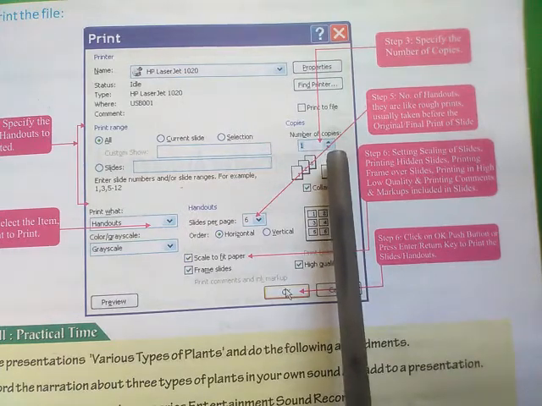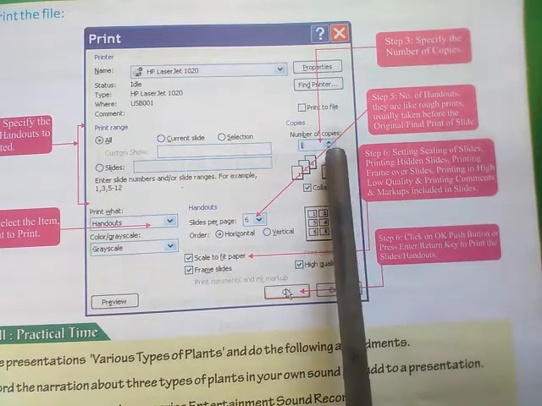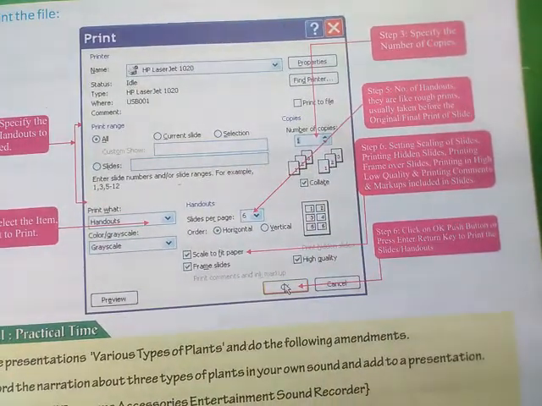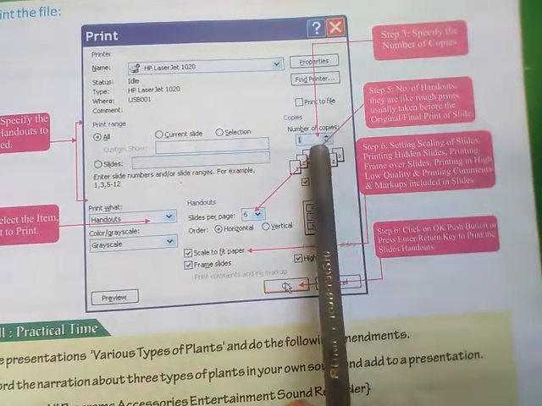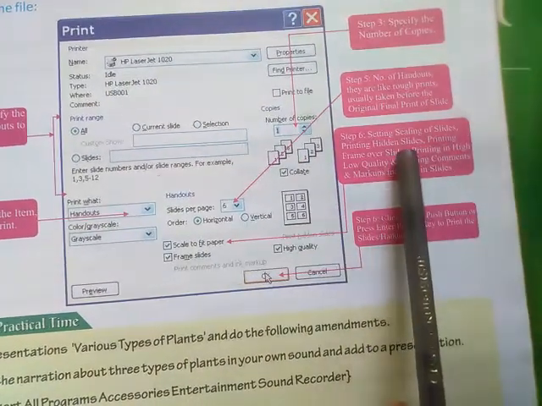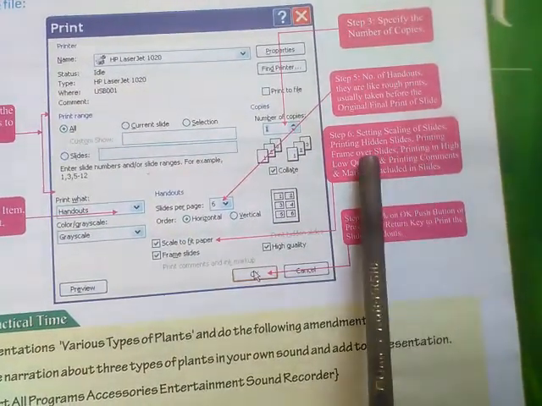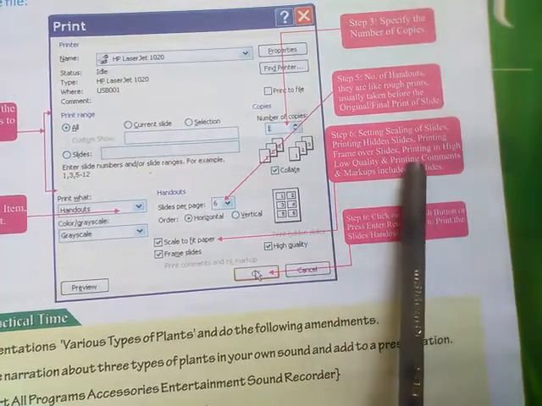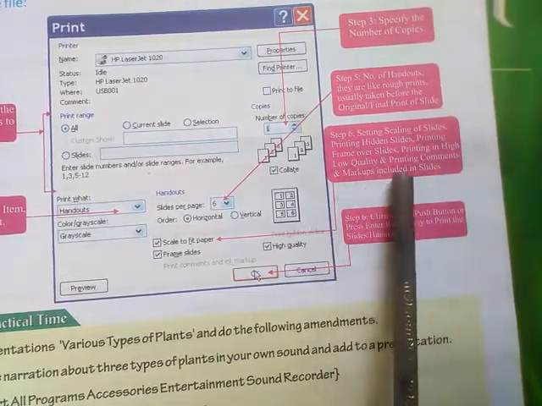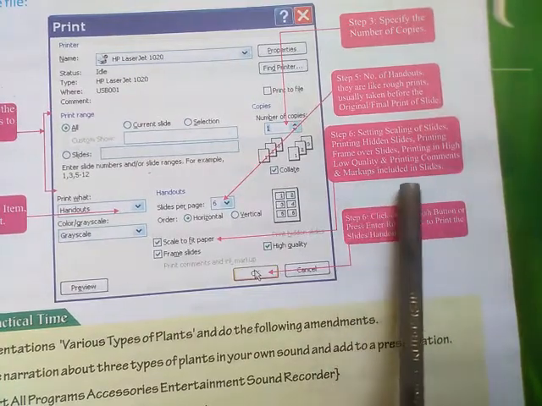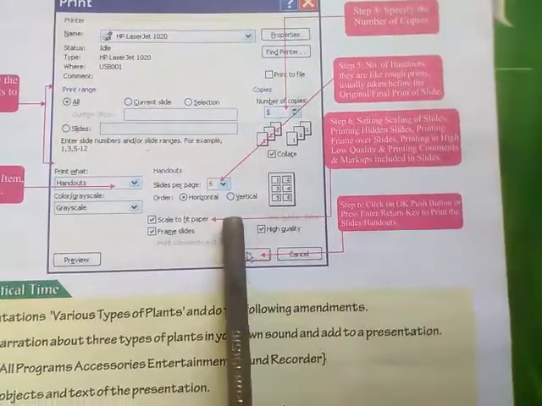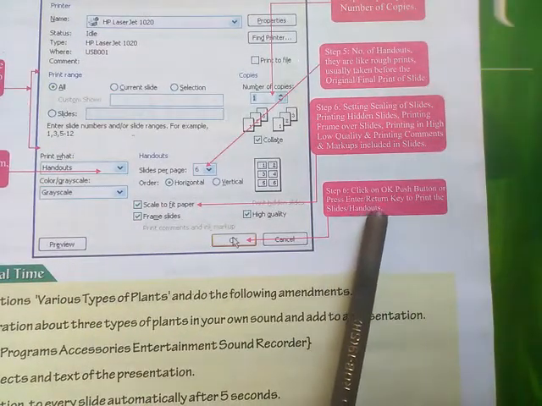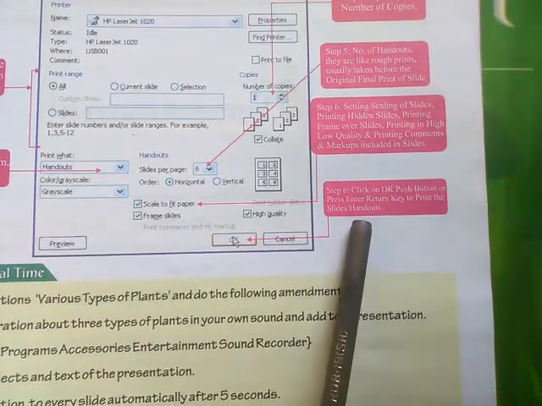You have to give the number of copies here. How many copies you want to print, that number you have to give here. And setting scaling of slides, printing hidden slides, printing frame over slides, printing in high or low quality, and printing comments and markups included in slides. This is this option, and click on the OK push button, press the enter or return key, to print the slide handouts.